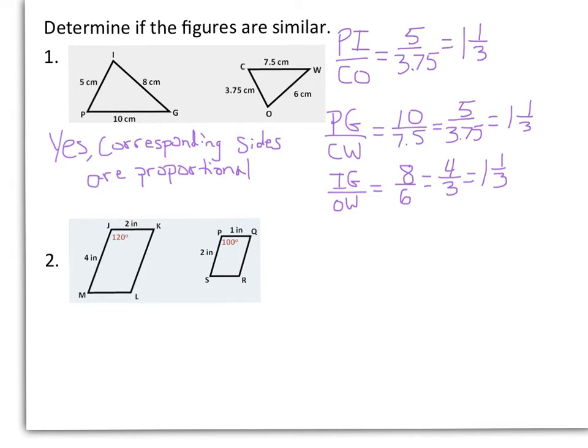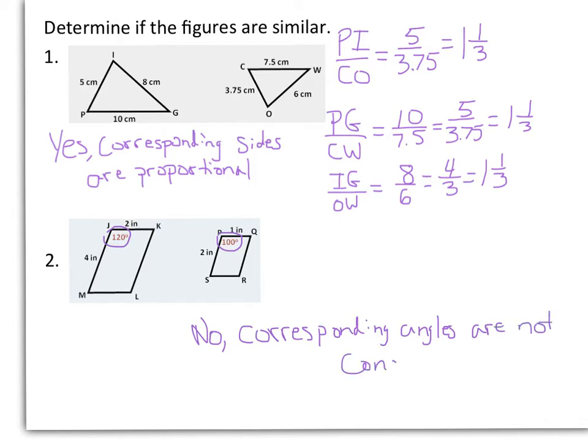All right, let's look at number 2. And in number 2, we see right away that angle P is 100 degrees, angle J is 120. These are our corresponding angles, and they are not congruent, so I know that my two figures are not similar, so no, because our corresponding angles are not congruent. Okay, and that's all we have to do for number 2. If our corresponding angles are not congruent, we're done.